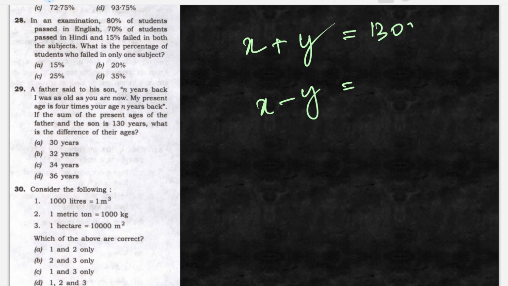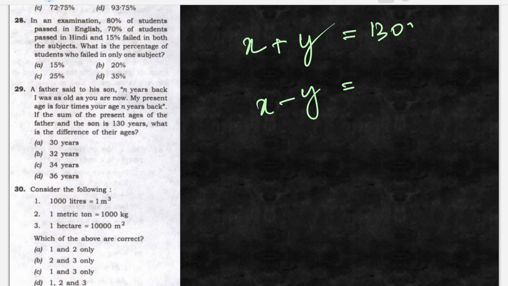The question says the sum of their ages at present is 130. So it means father could be 100 years old, son could be 30 years old, or father could be 90 years, son could be 40. Any kind of combination is possible. So we cannot arrive at a concrete answer. And with the other clues and everything, you are supposed to find out what is x and y. Let's assume you're not able to visualize and think of other clues. Let's look at the options given.